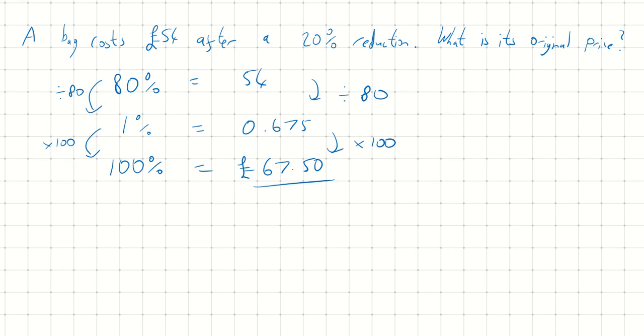Now, we don't have to do this long step-by-step method. One quicker method: the 54 represents 80%. To get to the original price, we could just do 54 divided by 0.8. 0.8 is the same as 80%, and that would get us exactly the same answer in a quicker way. So let's do another example.